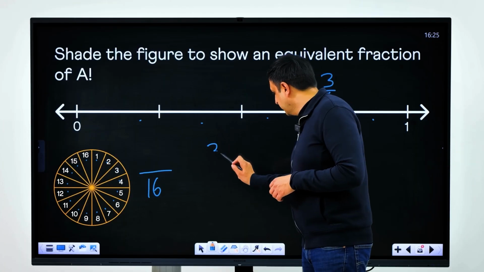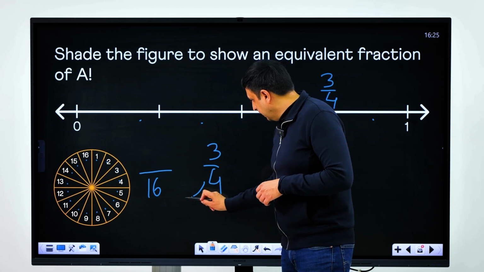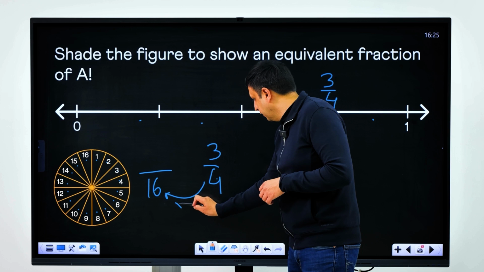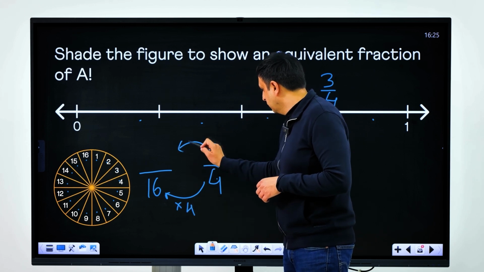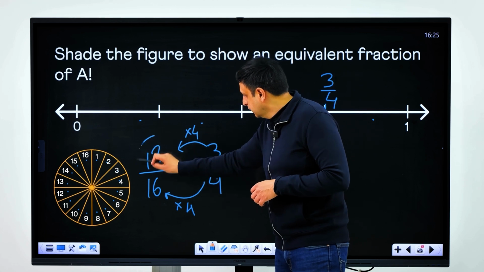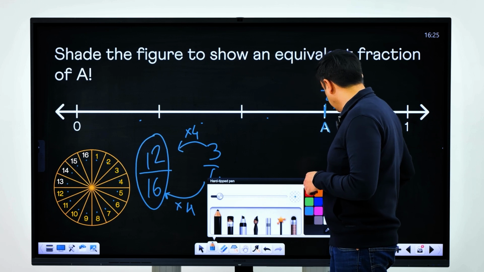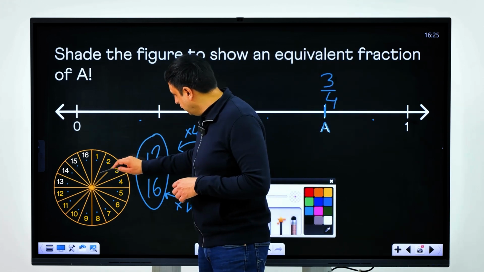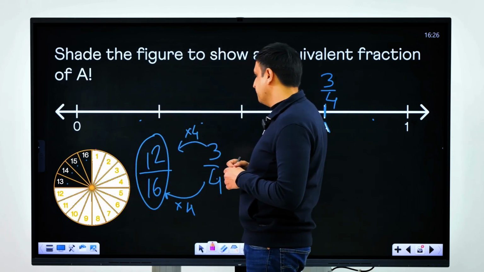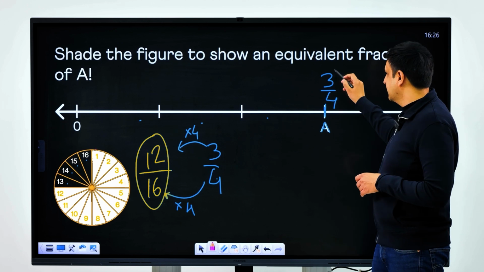So to go from 3 over 4 to something over 16, I will need to multiply the denominator by 4. As we can see, 4 times 4 will be 16, but then I will need to do the same with the numerator. So if I multiply the numerator also by 4, I get 12 over here. So 12 over 16 is the fraction that's equivalent to 3 over 4, and therefore I'll need to shade 12 of the 16 parts. So let's do that. So this shaded region therefore represents a fraction 12 over 16 that is equivalent to 3 over 4.